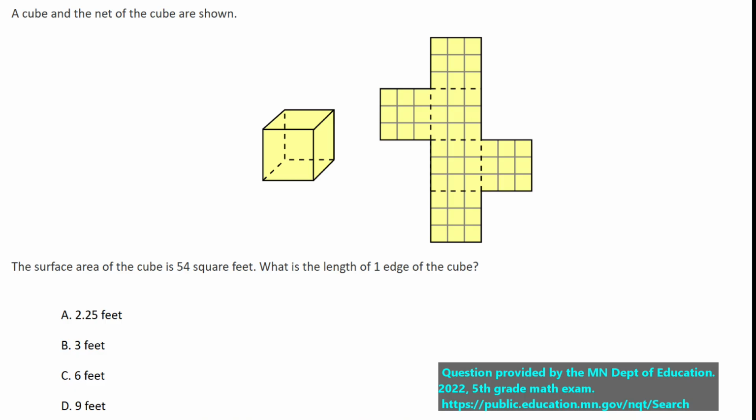A cube and the net of a cube are shown. The surface area of the cube is 54 square feet. What is the length of one edge of the cube?